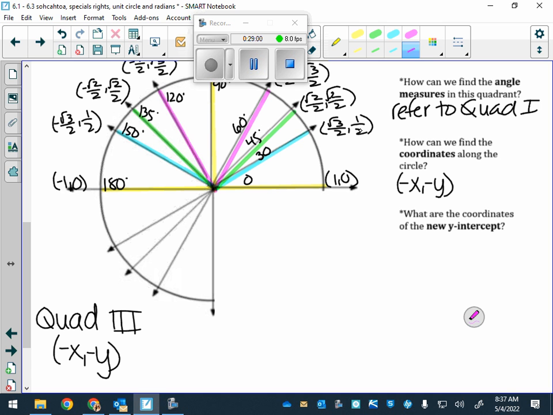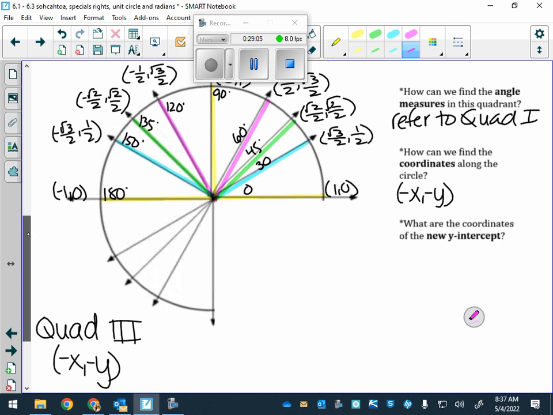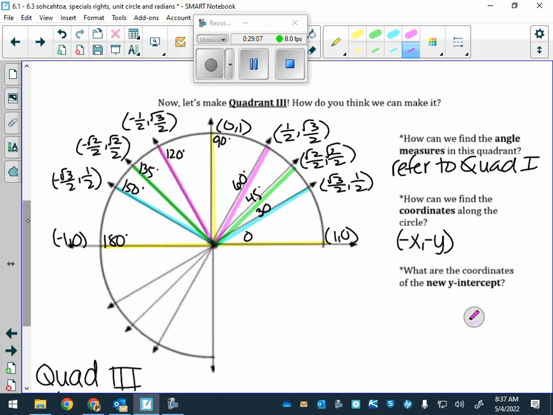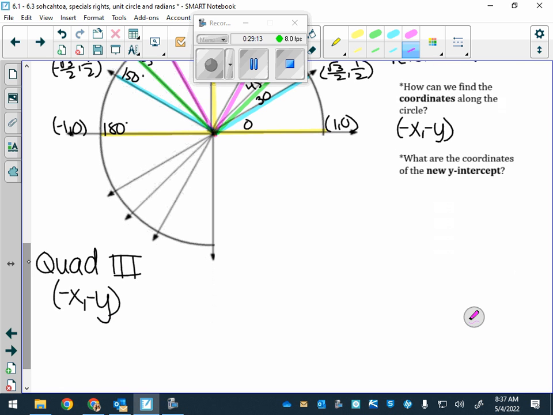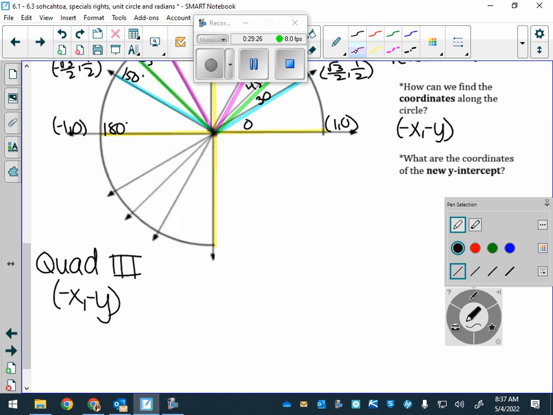Okay. So hopefully you have quadrant 1 and 2 filled out. We just did. Okay. Now moving on to quadrant 3. What would our new y-intercept be? What would our new y-intercept be? Yeah, Tyler.